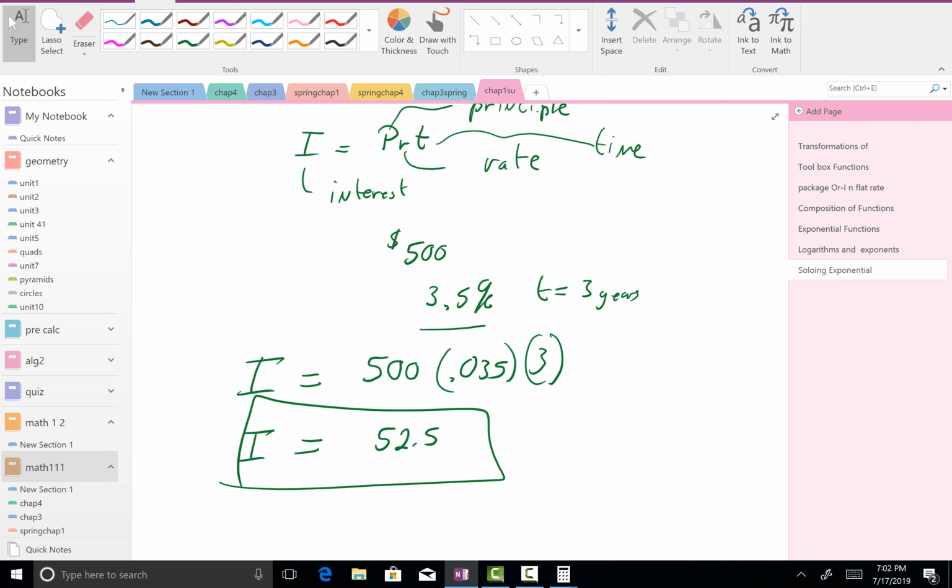I did have a car guy, a loan manager or something, tell me, oh, all we do is use simple interest. Nah, I don't think you do because I figured it out. It wasn't the same.